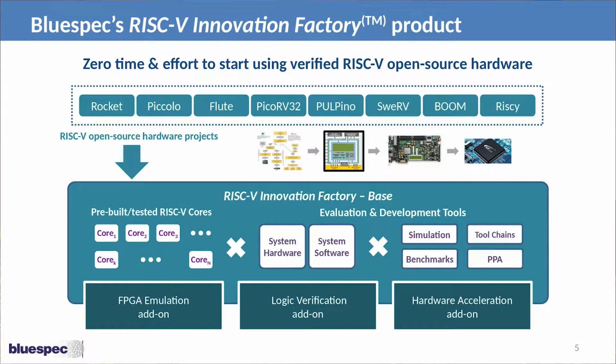And so up here you're seeing a variety of cores named, and there are many more out there. Rocket is the most famous one that came out of Berkeley and is also used by SiFive, for example. Piccolo and Flute come from us. PicoRV32 comes from Clifford Wolf in Australia. PULPino comes from ETH in Zurich. SweRV is the open source core that Western Digital announced last December. BOOM, like Rocket, also comes originally out of Berkeley. And RISC-V was mentioned earlier today, comes out of MIT.